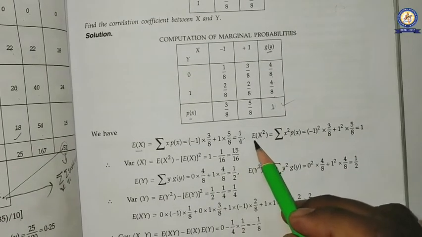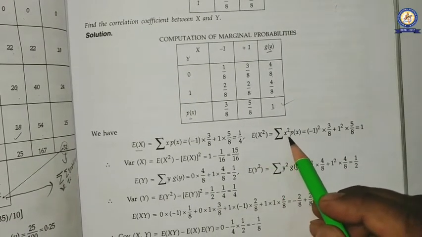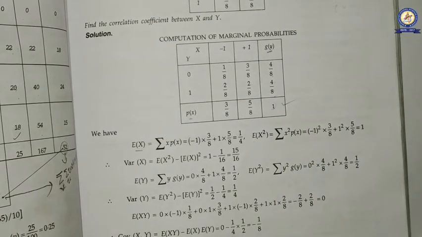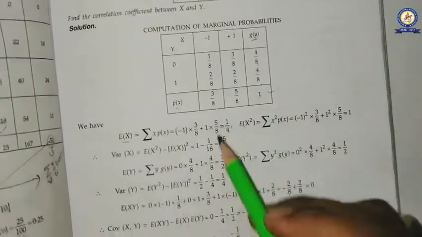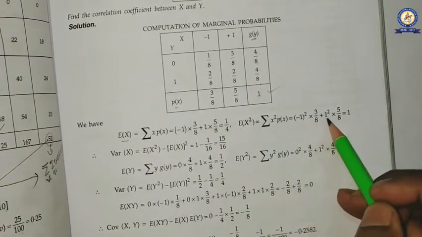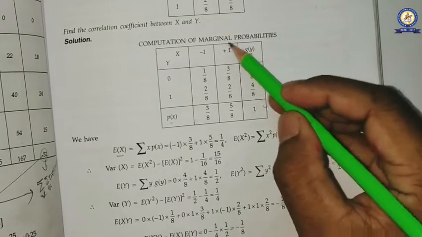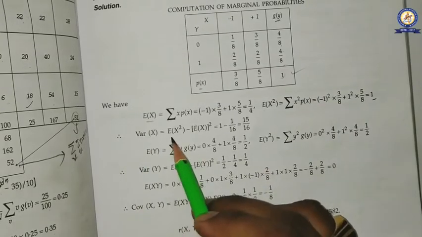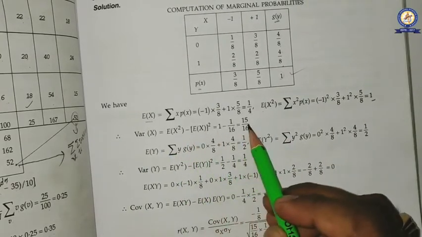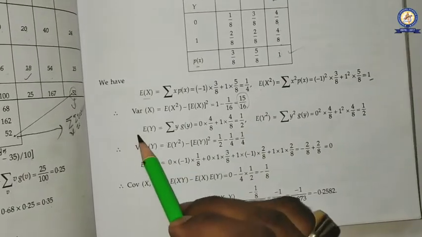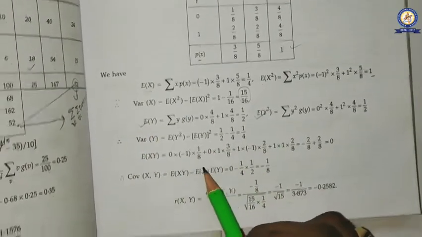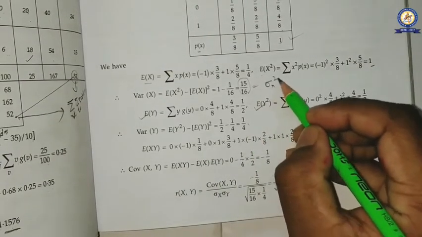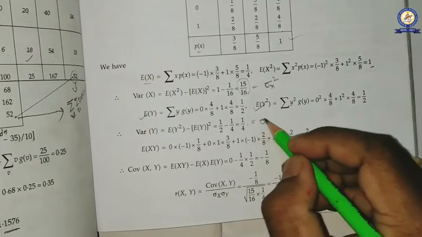Likewise, the expectation of x square is the summation over x of x square px. So this will be minus 1 square into 3 by 8 plus 1 square into 5 by 8, so 1. Now the variance of x will be nothing but E of x square minus E of x whole square, which is 15 by 16. Likewise, you can find the expectation of y square, and the variance of y. The variance of x is nothing but sigma x square, and the variance of y is nothing but sigma y square.